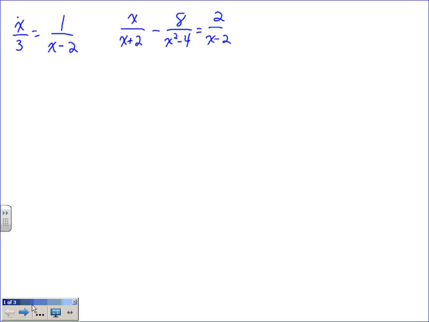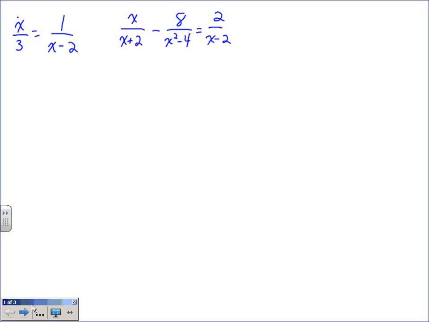Anybody know what this is called? When you have one ratio equaling another ratio? Proportion. This is a proportion. And the way we solve proportions is by cross multiplying. Okay? And something about a proportion: if you have one fraction equaling another fraction, they look different, it means that the cross products are equal. So I can cross multiply and set those two products equal to one another.